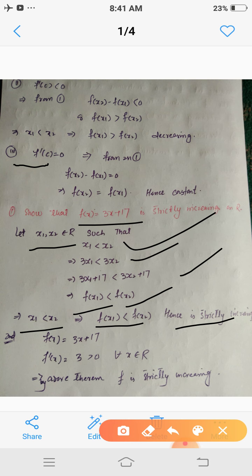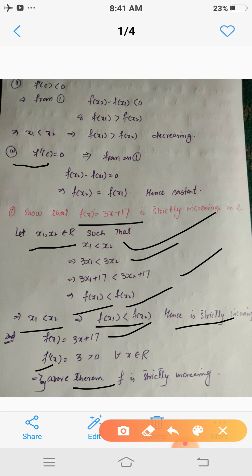By the other method, that is by this theorem, f of x is 3x plus 17 implies that f dash of x is 3. Now this 3 is positive, which implies that for all x belonging to R, the derivative is positive. Hence by the above theorem, f is strictly increasing on R.